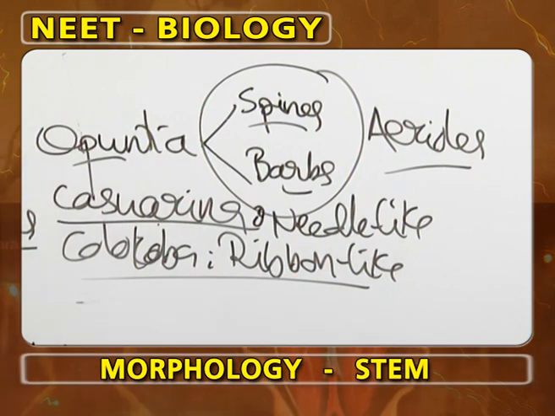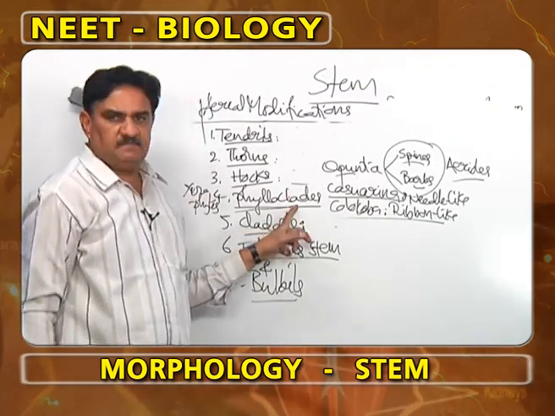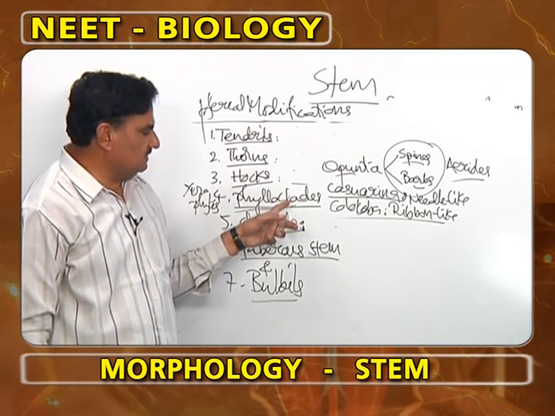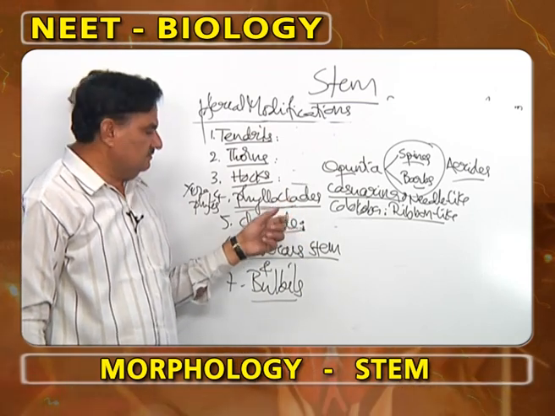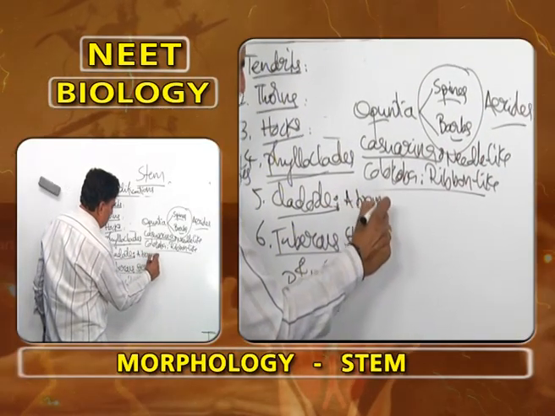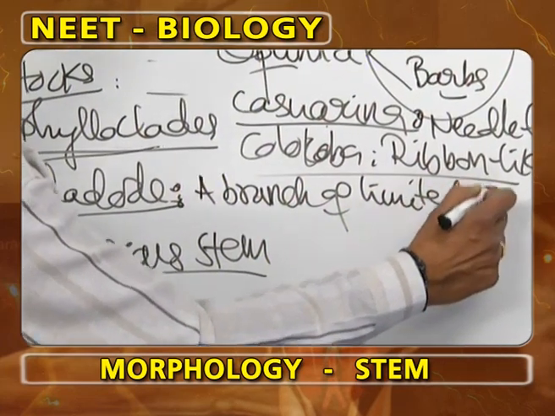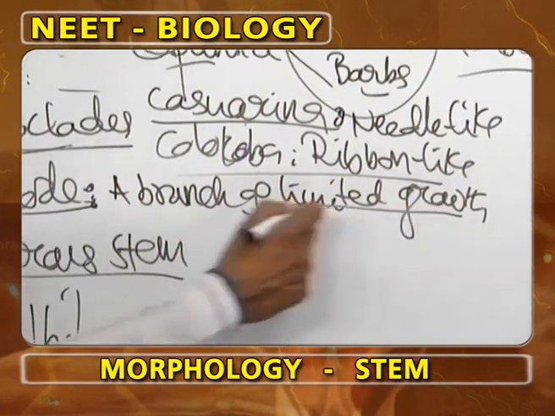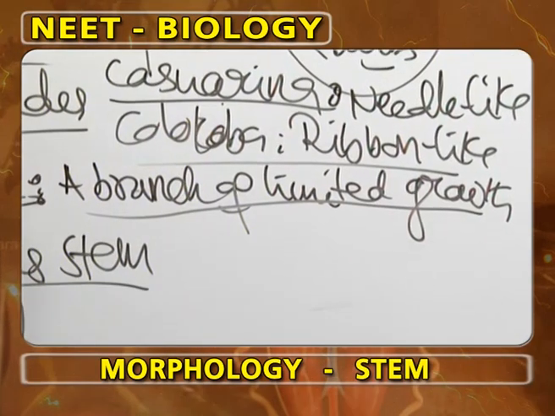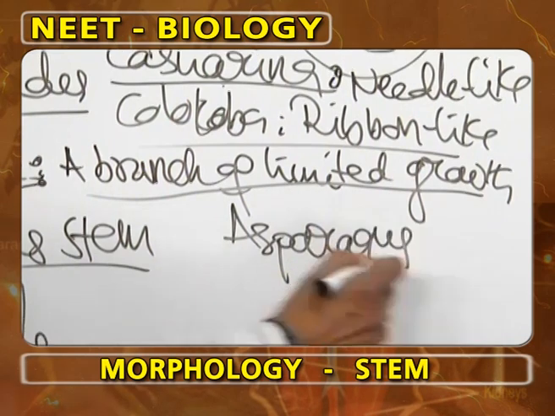That is about phylloclade. Then cladode. Suppose the total stem becomes a green chlorophyllous photosynthetic structure, then it is called phylloclade. Suppose a branch of limited growth becomes a green chlorophyllous photosynthetic structure, then it is called cladode. Cladodes are found in Asparagus and Ruscus.